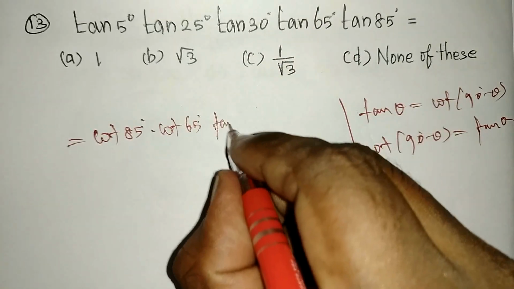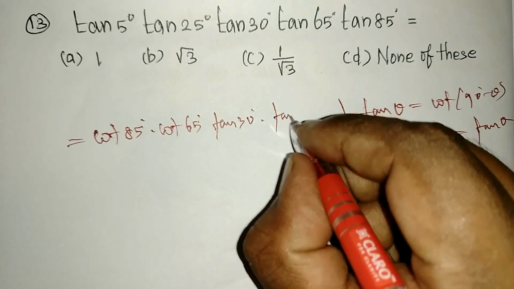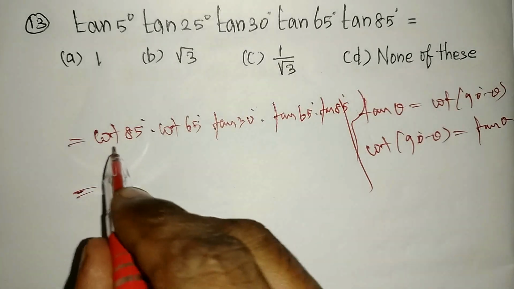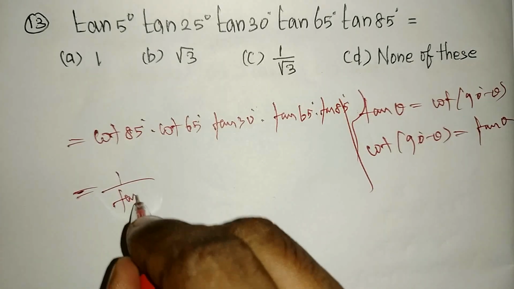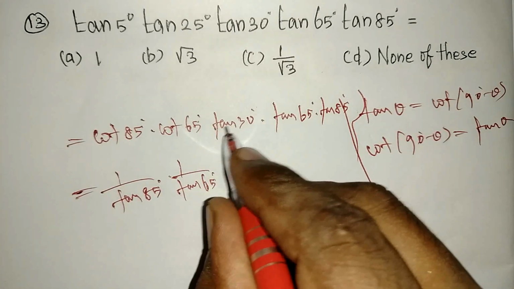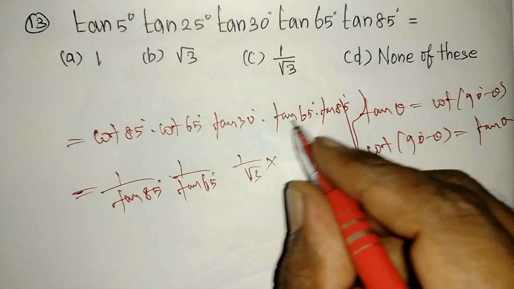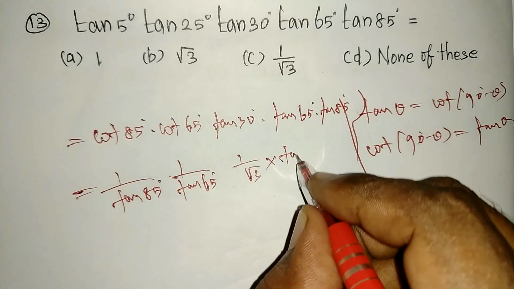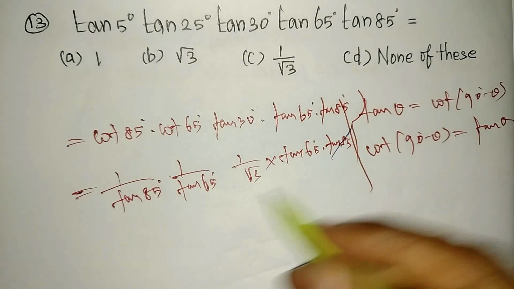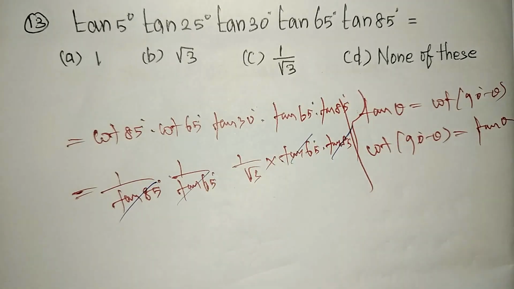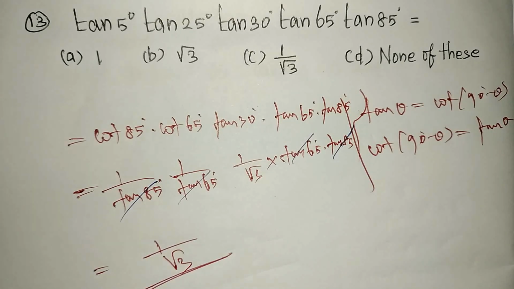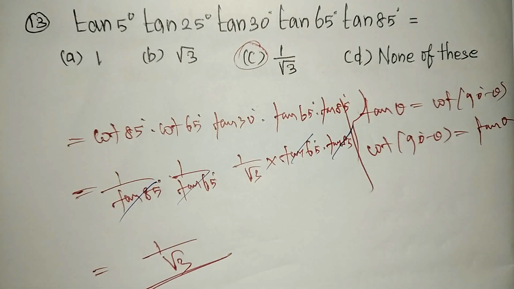This is a standard value, then no need to write anything, and this just write the same, and tan 85 degree. Right, now see, cot in the sense of 1 by tan, so 1 by tan 85, and this is 1 by tan 65. Here we have tan 30 is equal to, we know, 1 by root 3, into tan 65, just write tan 65 because it is going to be cancelled, and tan 85 we have here. Now see, this tan 85 cancels, tan 65 is cancelled, remaining we have 1 by root 3. So this is our required answer. So 1 by root 3, where we have option number C. That's it. This is our required answer.